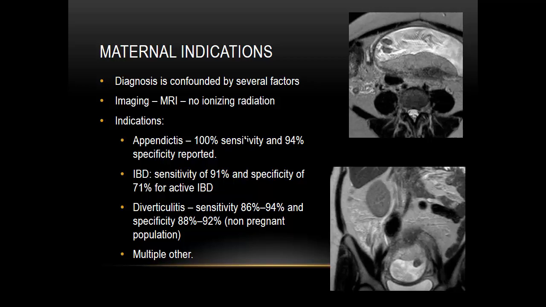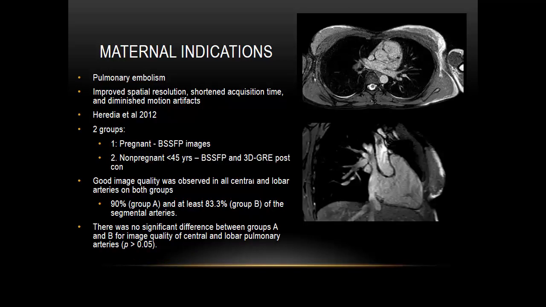MRI is really helpful because of the fact that it can give you multiplanar imaging and has no ionizing radiation. One of the indications that we've recently started using MRI in is pulmonary embolism. So we perform a non-contrast MRA in these patients using just the PLACENTA FP images. And these are the images that we get. And you can see the blood vessels quite well. And at least the central large pulmonary emboli can be easily seen in these patients.